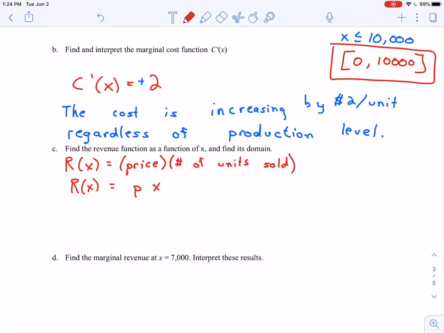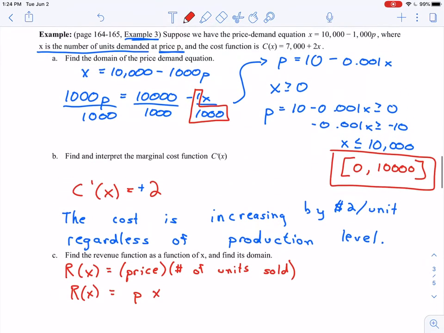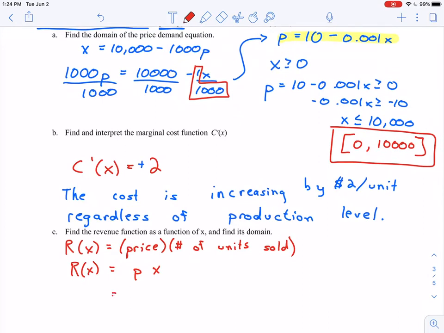Well, I wanted the revenue function as a function of x right here. So I can't just leave it as P times x, but luckily for us, earlier we said our price demand equation is right here. It's P equals 10 minus 0.001x. So I'm going to take that, 10 minus 0.001x, times x. I'm just going to take out that P and replace it with this side of my equation over here.